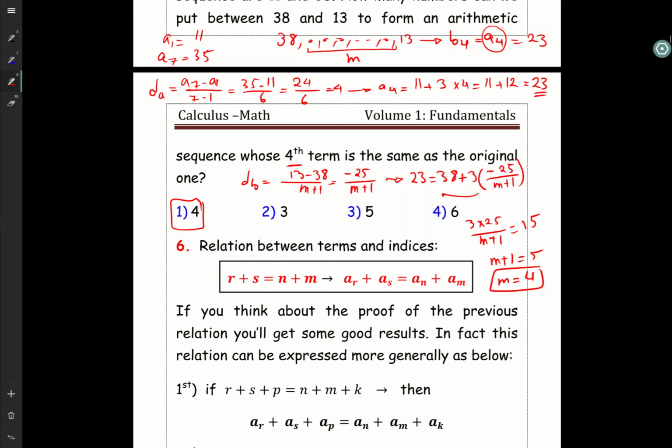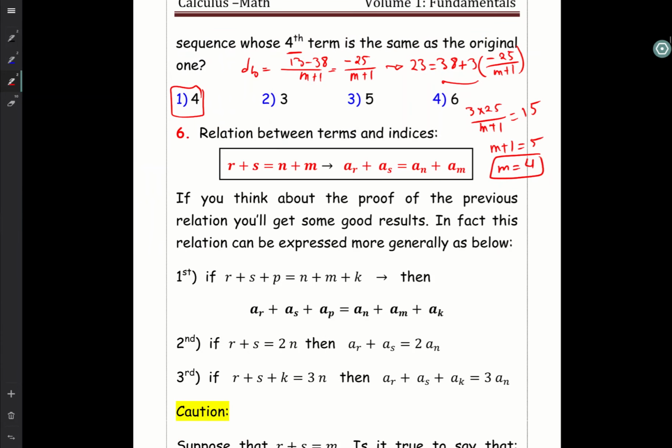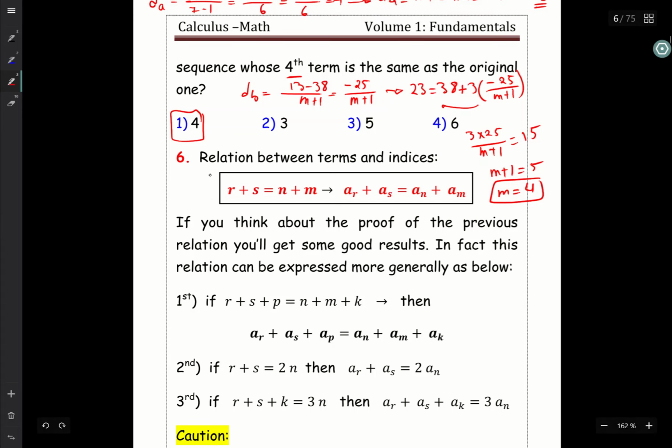Hello and welcome back. Let's continue with arithmetic sequences. We were looking at the properties of arithmetic sequences, and number 6 is the relation between terms and indices. Again, this comes right from our golden rule.